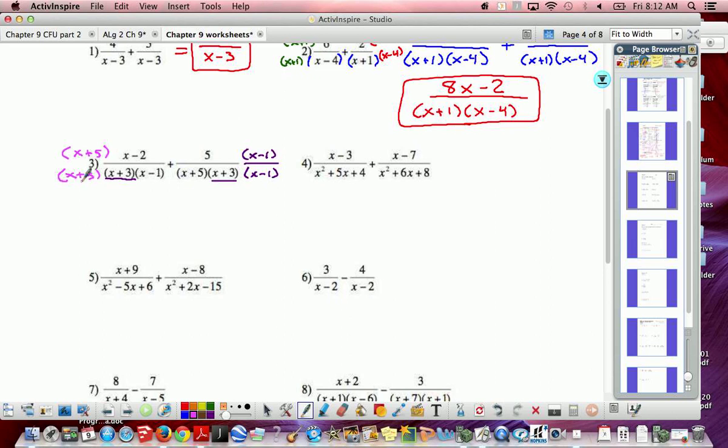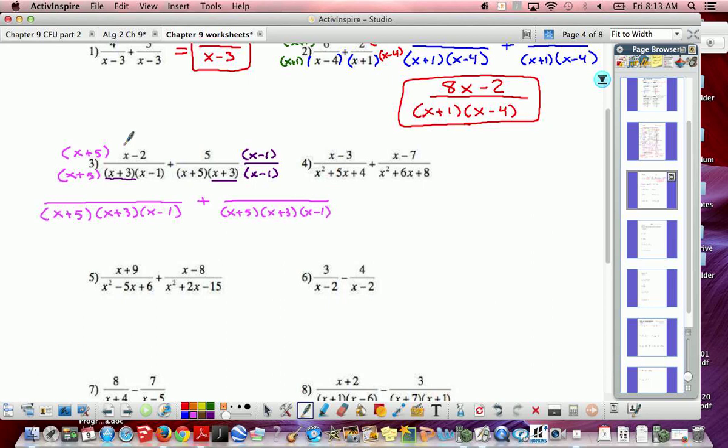Now look at the denominators. x plus 5, x plus 3, x minus 1. x plus 5, x plus 3, x minus 1. They are the same. So right now I'm just going to write those down. Whoops, not plus, my apologies. Let me just backtrack a step there, minus 1. So that's going to be the first one, plus, and it's the same thing on the second one. So x plus 5, x plus 3, x minus 1.